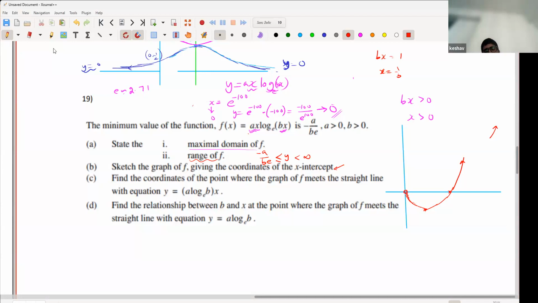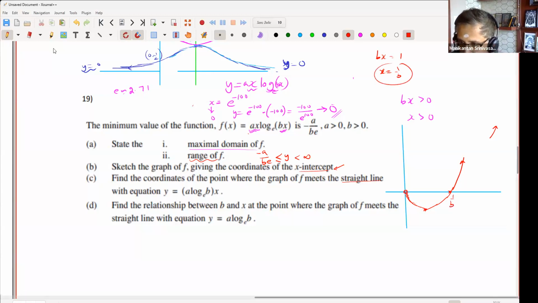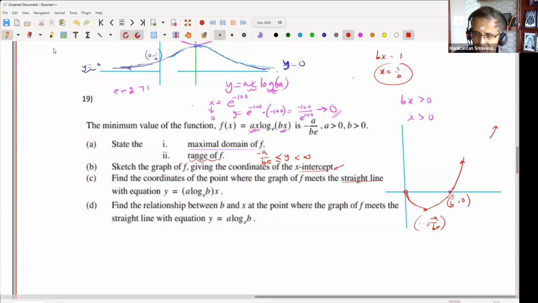Yeah. Okay. Find the coordinates of the point where f meets the... the B part. Sketch the graph giving the coordinates of the x-intercept. Did we give the x-intercept? Yeah, part 1 by b, it is 0. So this is 1 by b, comma 0. And this is something, comma, minus a by b. We don't know what that something is until we learn calculus. But this is something, comma, minus a by b. That's the minimum value.